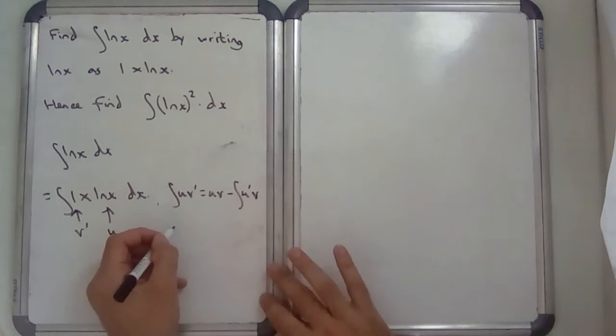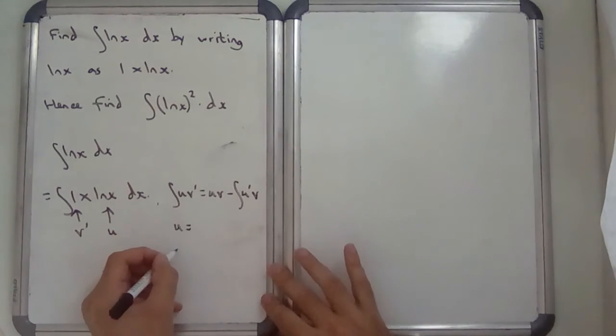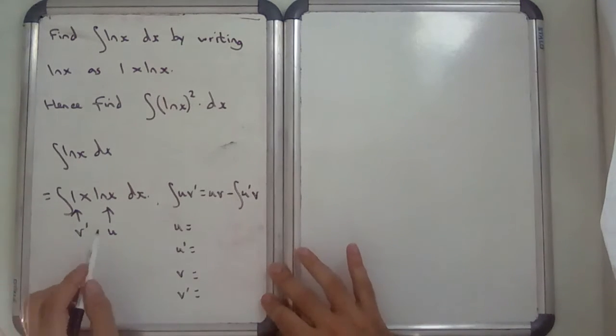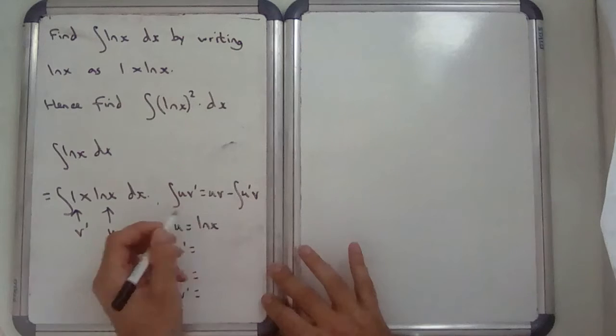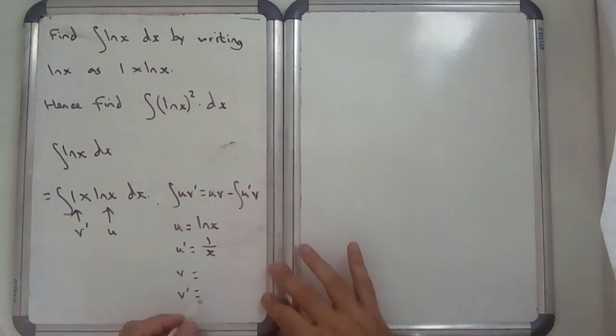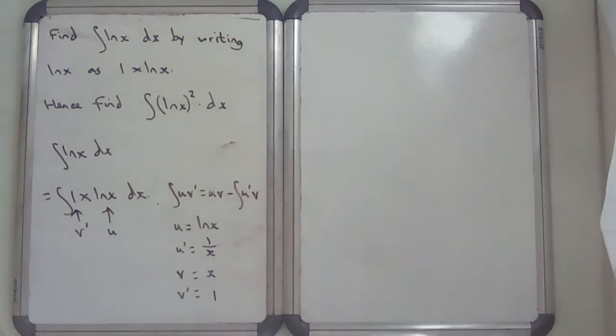So, a little list of values: u equals ln x. Standard derivative, u dashed, ln x differentiates to 1 over x. v dashed is 1, and the integral of 1 with respect to x, v, is just x. So they're all quite nice values.